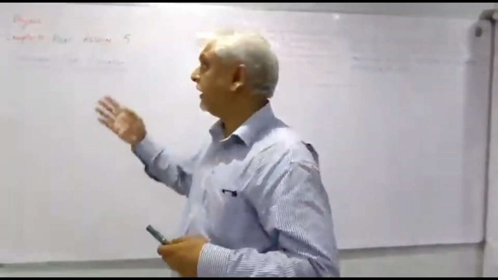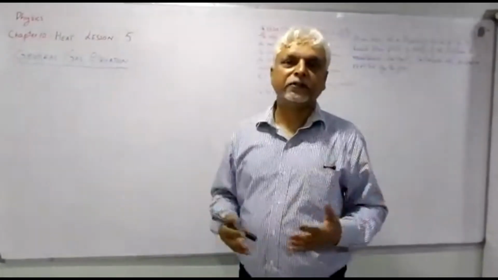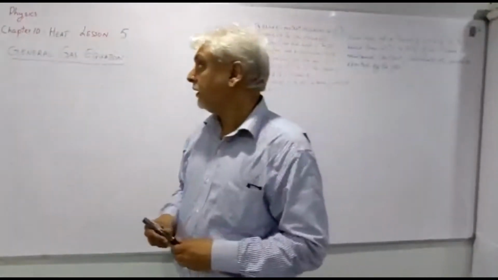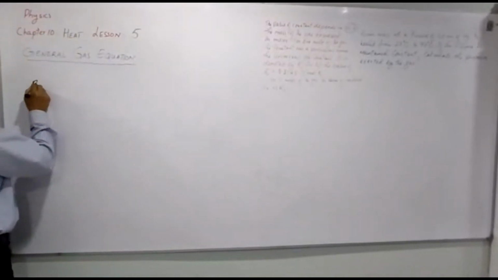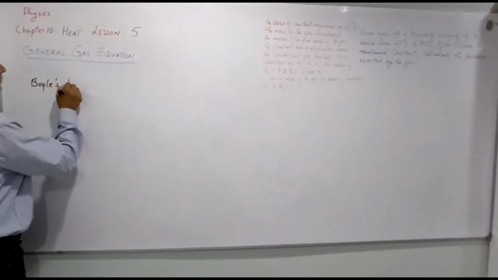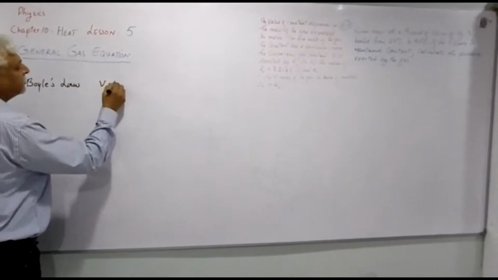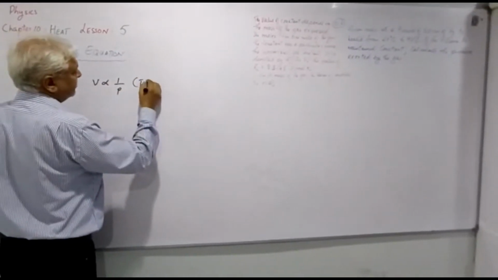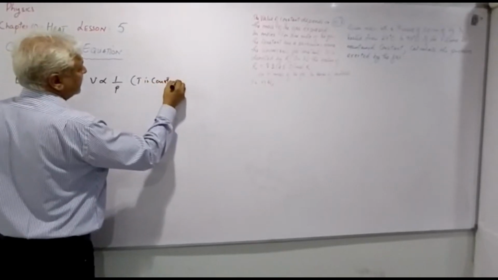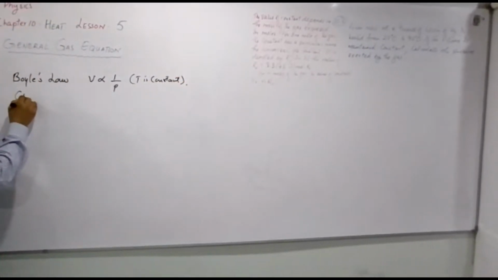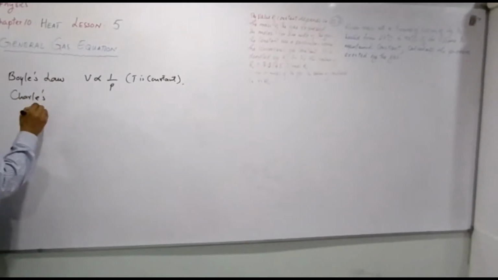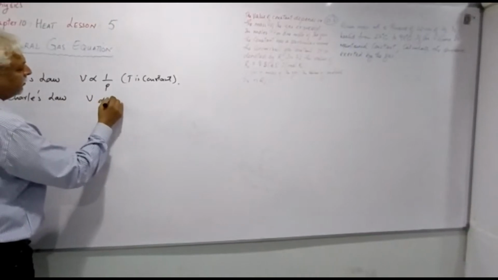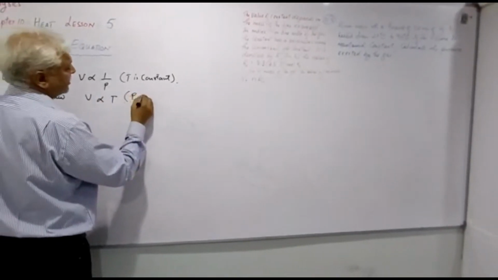Today we are doing the general gas equation, and the general gas equation is basically derived from both Boyle's and Charles' law. Now, according to Boyle's law, we know that volume of a given mass of gas is inversely proportional to pressure when temperature is constant, and according to Charles' law, volume of a given mass of gas is directly proportional to temperature when pressure is constant.